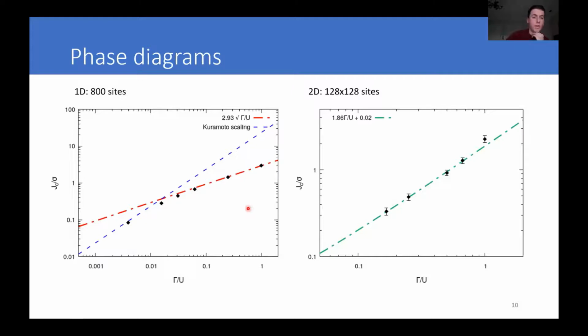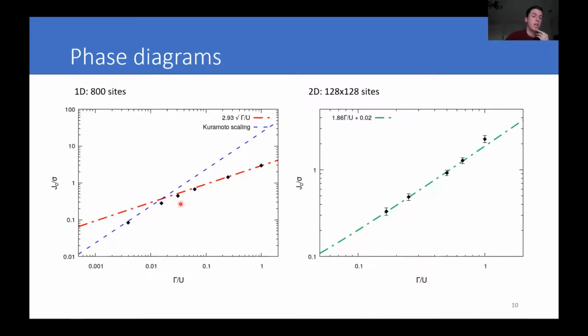And the points are critical couplings, which we calculated by finding when the probability of synchronization was a half for a particular J. That's when we decided that J was critical. And we see it fits quite nicely to this line in 1 dimension.